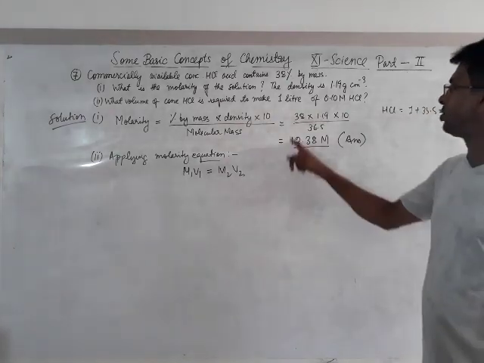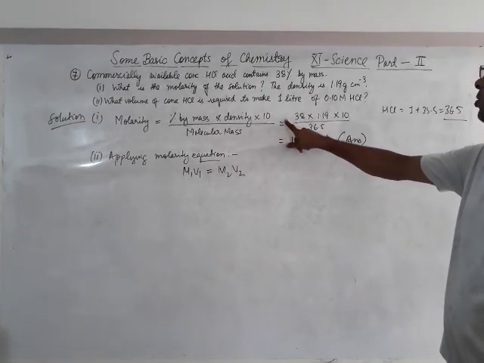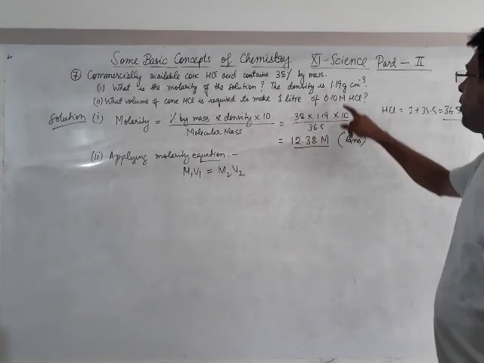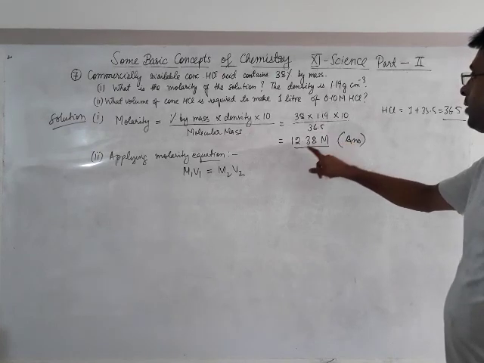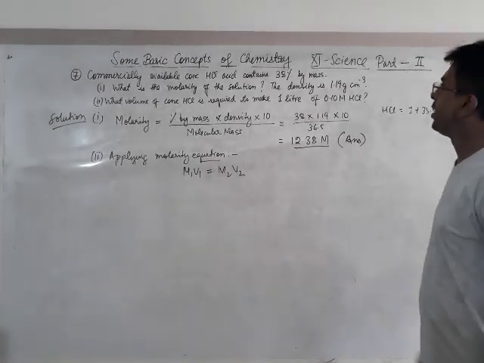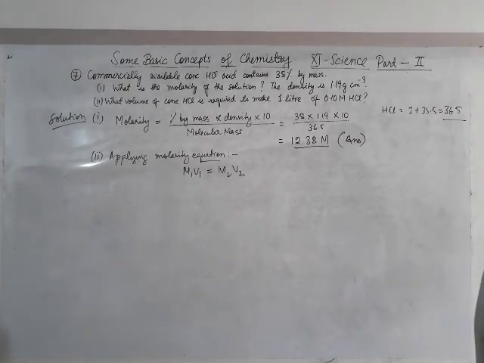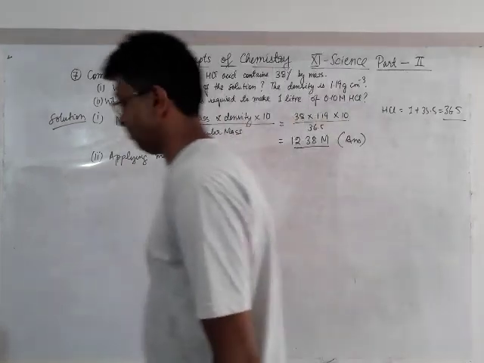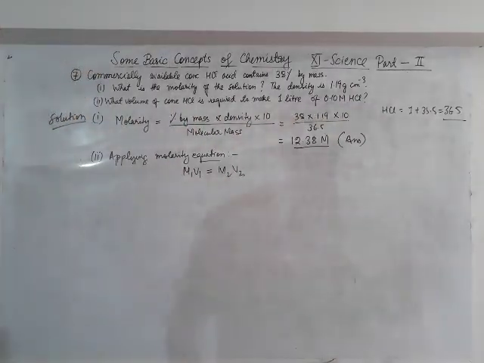So, if you put the values over here, percentage by mass of hydrochloric acid is 38 into 1.19 into 10 divided by 36.5. This will give us a value of 12.38 m. So, the molarity of 38% concentrated hydrochloric acid is coming to 12.38 m. That is the first part of the answer. Now, look at the second part of the question. What volume of conc HCl is required to make 1 liter of 0.10 m HCl solution? So, here we have already got the molarity of this concentration of hydrochloric acid.